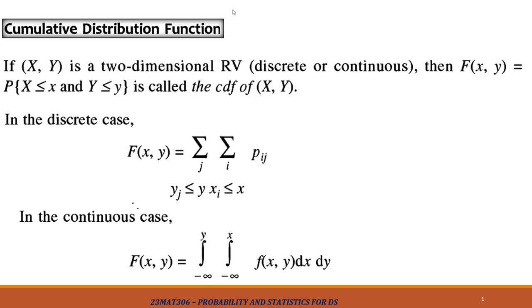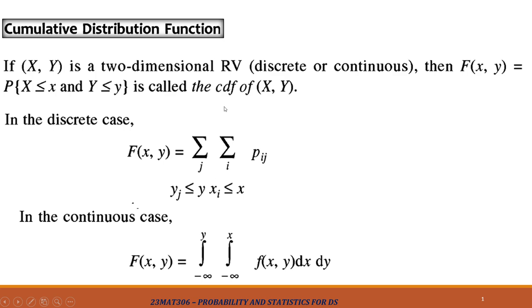Here, if (x, y) is the ordered pair, that is, a two-dimensional random variable, either discrete or continuous, then the function value is equal to the probability of X less than or equal to x and Y less than or equal to y. That means we take X values less than or equal to some x value, likewise for y. This is called the cumulative distribution function of (x, y).